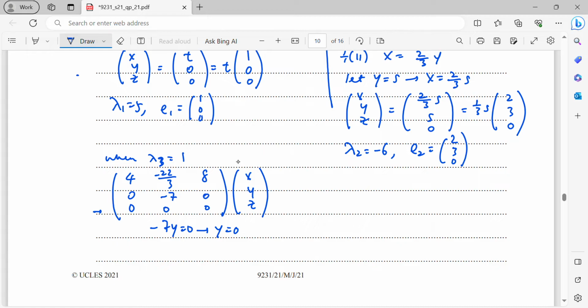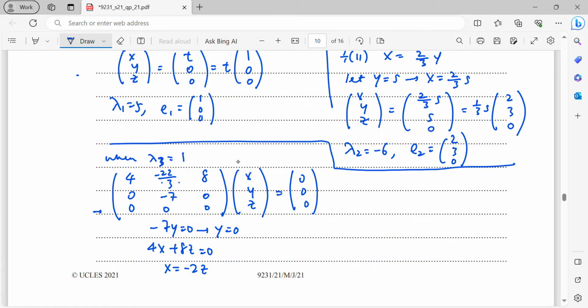Now consider the first row. So I will get 4x minus 20 over 3, you multiply by y. It will be 0 because the y is already 0. So I will just skip that and consider the 8z. So from here, my x is minus 2z. Now for this case, I will let my z be u. That means my x is going to be minus 2u.